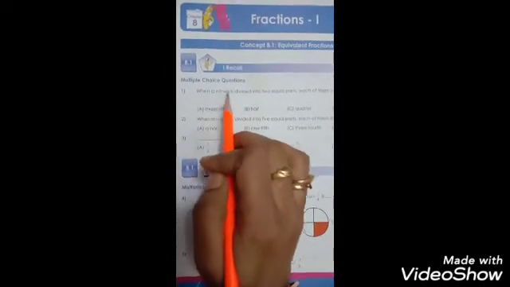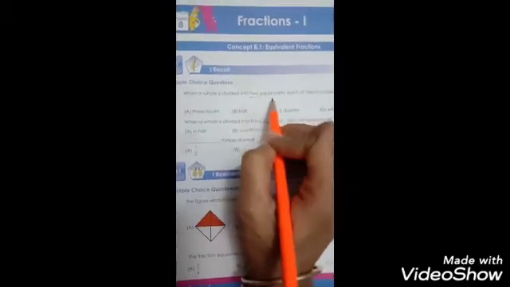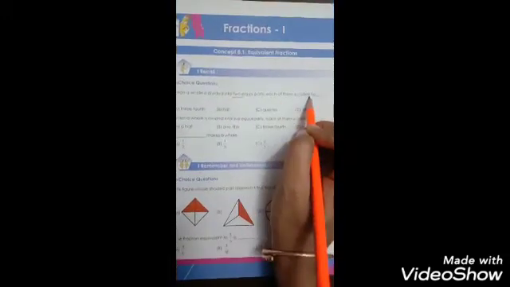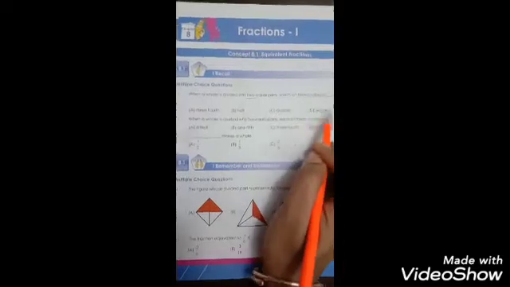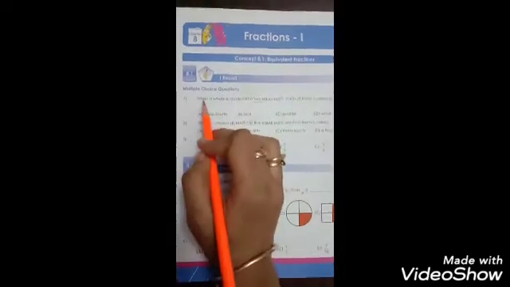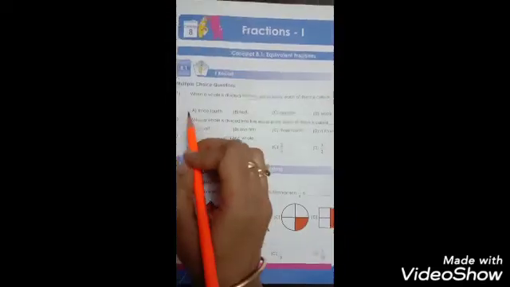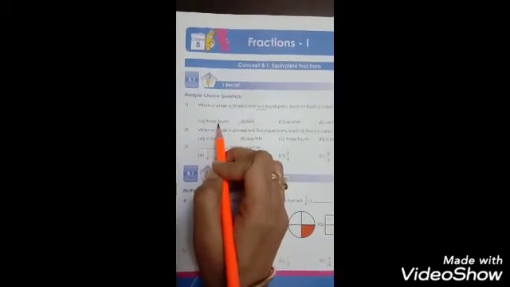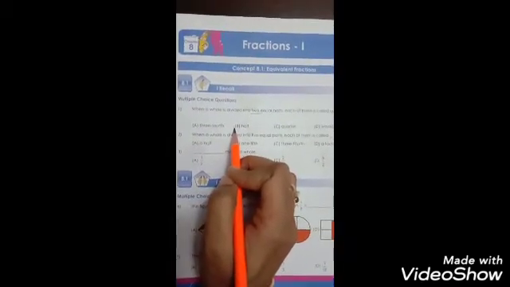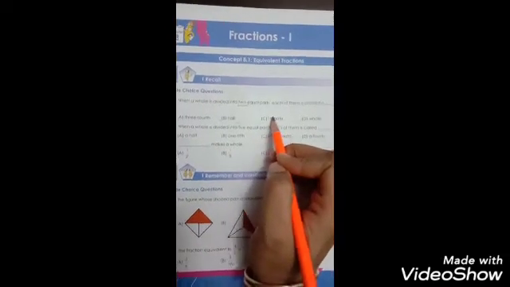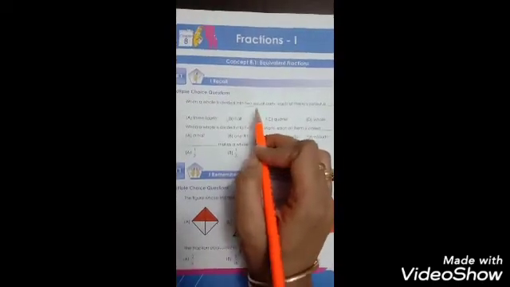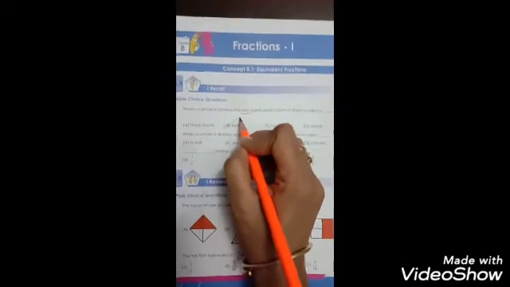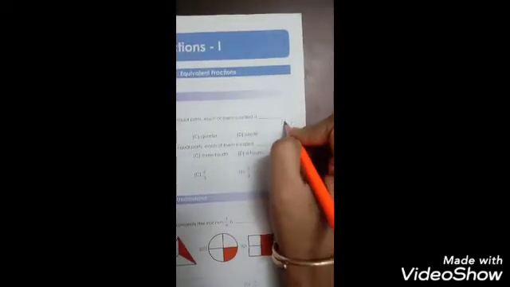Number 1: when a whole is divided into 2 equal parts, each of them is called the dash. As this is a multiple choice question, 4 options are there, and you have to find the correct option. The options are A, 3/4; B, half; C, quarter; D, whole. So children, when a whole is divided into 2 equal parts, we call it half. So B is the correct answer.